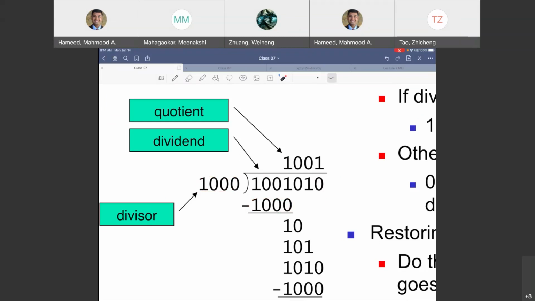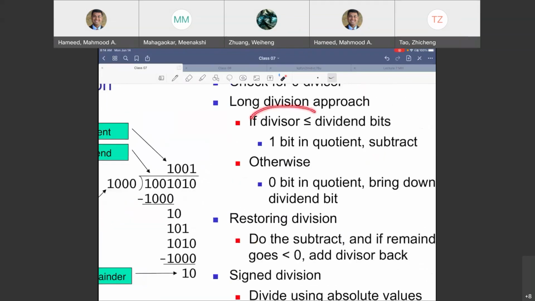But you are going to need to compare. For that 1 to appear over here, you need the divisor to be less than or equal to the dividend, which means I need a comparator. And we have all learned that a comparator is a lot more costly in terms of hardware than an adder or subtractor. You guys agree with that? A comparator is more costly than an addition or subtraction.